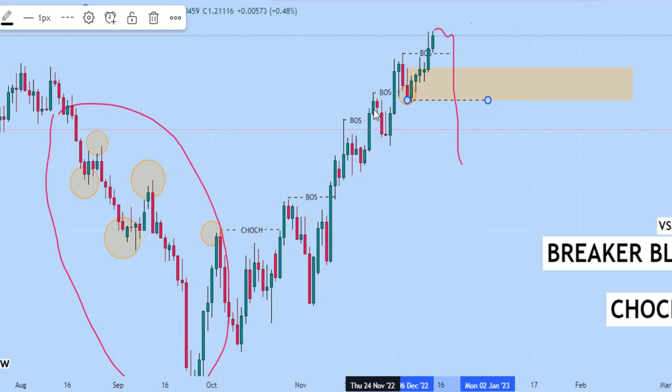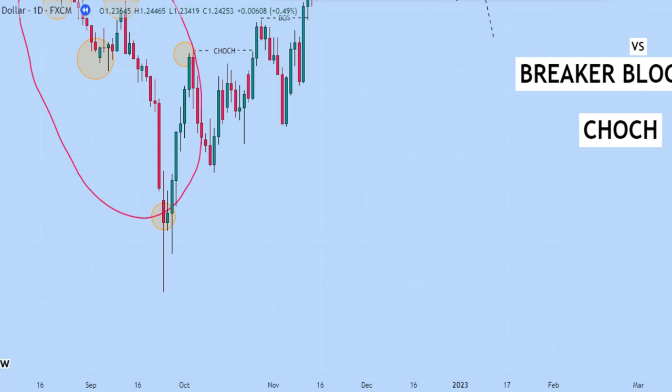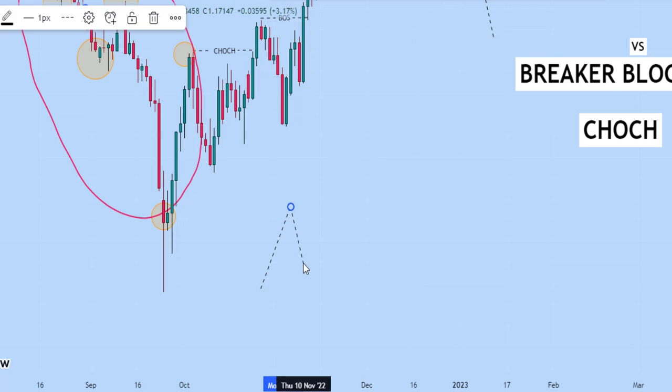We cannot call it a breaker block until we see that price comes back and then reacts from here and pushes down. So a breaker block is simply something like this. Let me show you. When you see something like this, I've explained this time and time again, price goes up, comes down, and then it grabs liquidity above this.